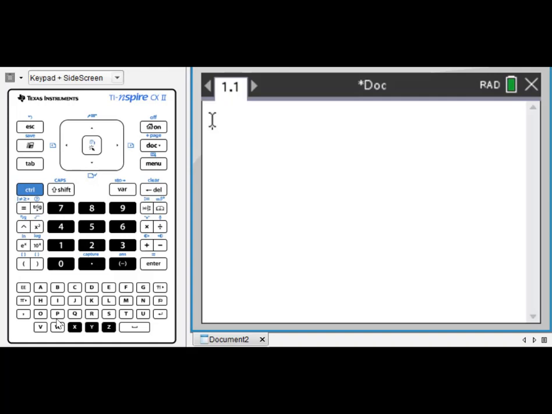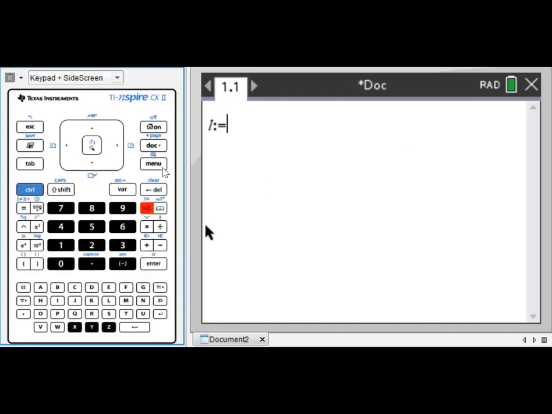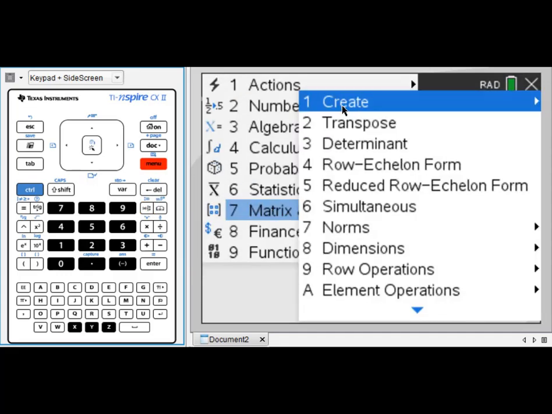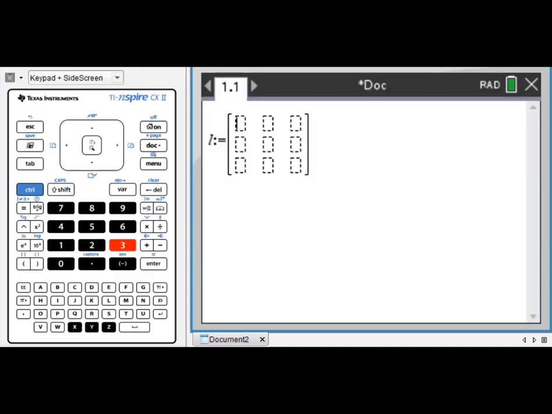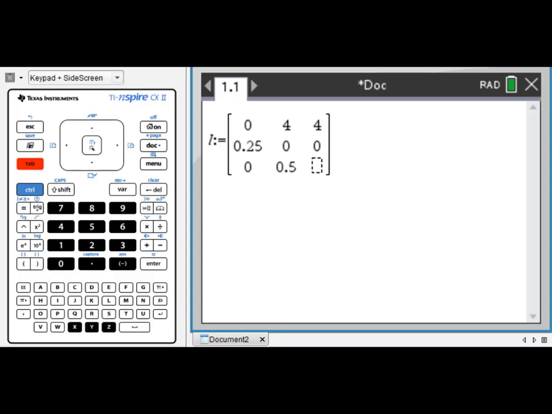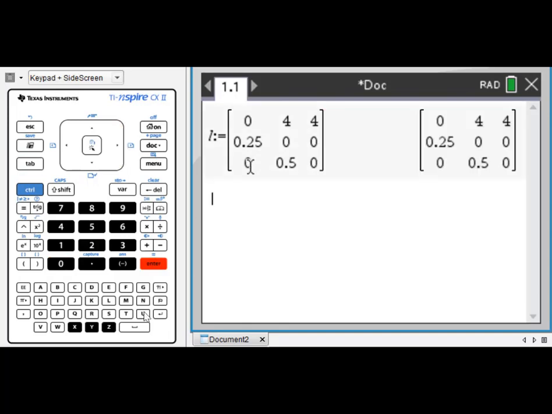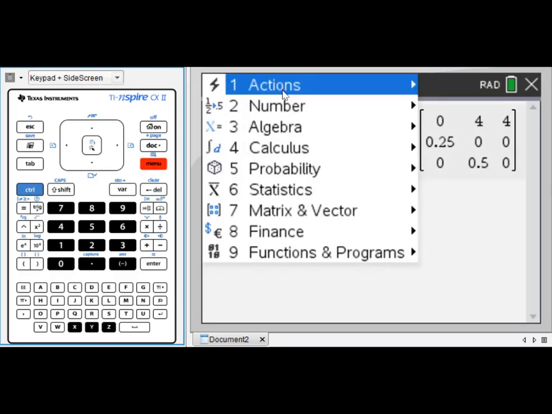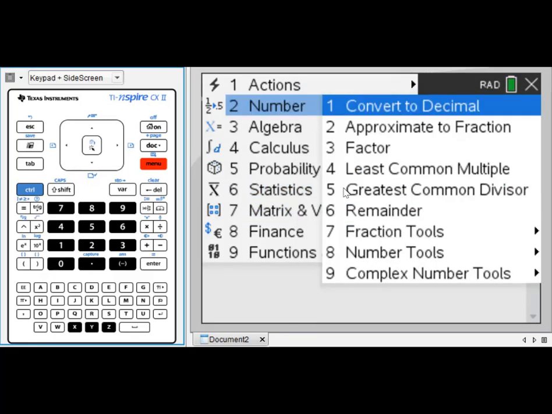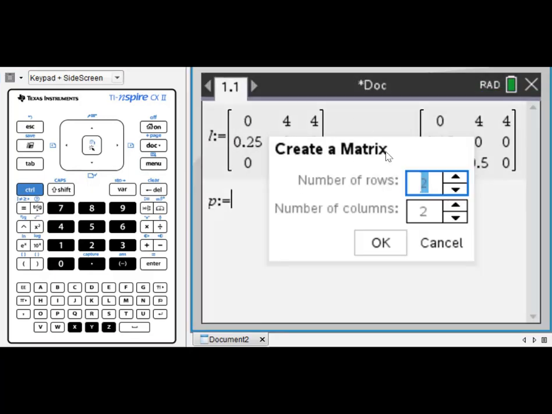Okay, so we're looking at the long-term behavior. So we need to define our matrices. So our Leslie matrix first. It is a 3 by 3. Put in our values. So we define our matrices. It's very quick to then look at what's happening long term. Matrix P, and it is a 3 by 1.